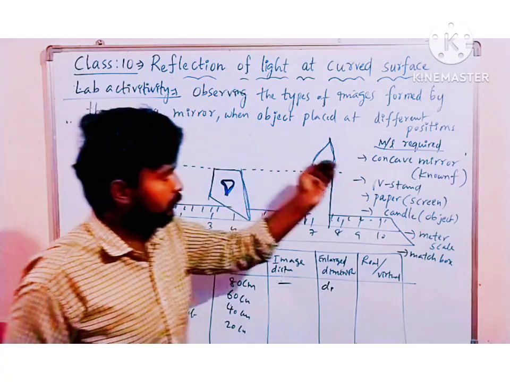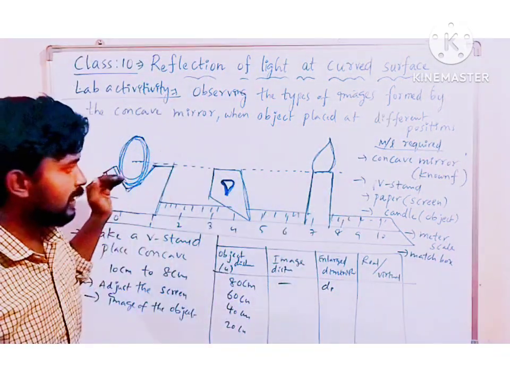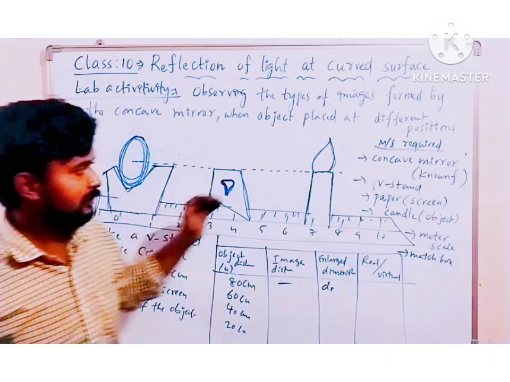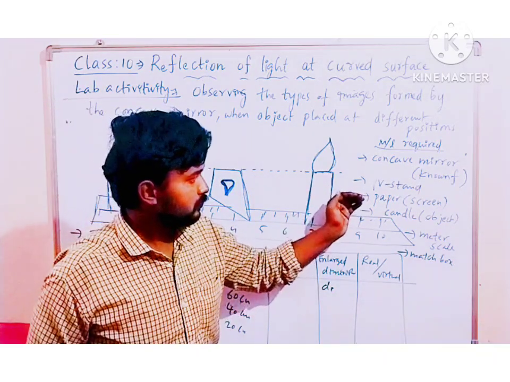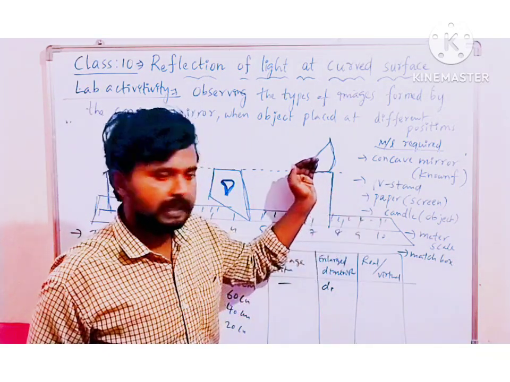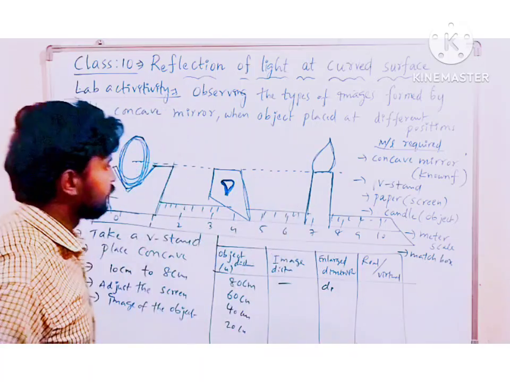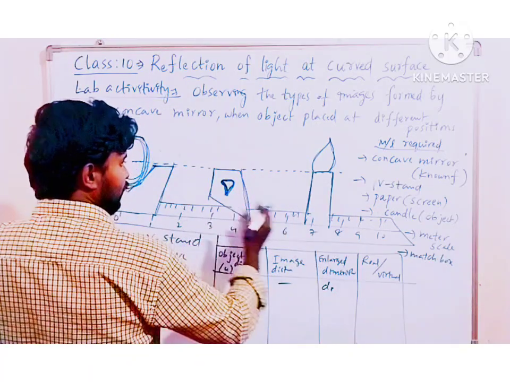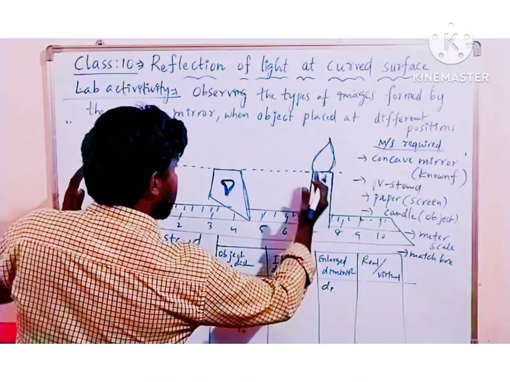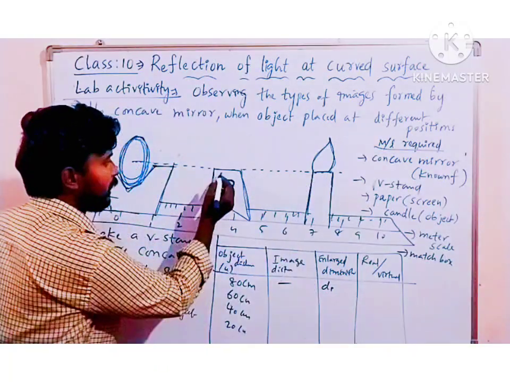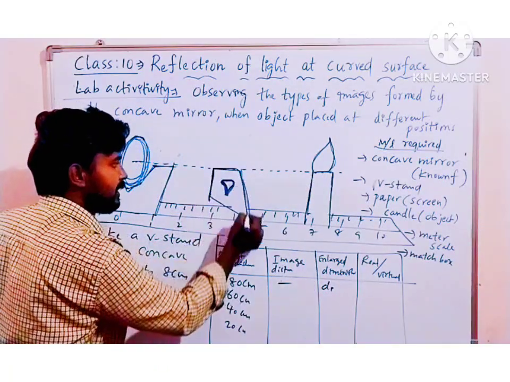First thing, what should we do? Take a concave mirror. We have to place it on a V stand. After that, light a candle and place the candle on a meter scale. Next, adjust the candle, move towards the mirror. When you take a paper or a screen, adjust it.